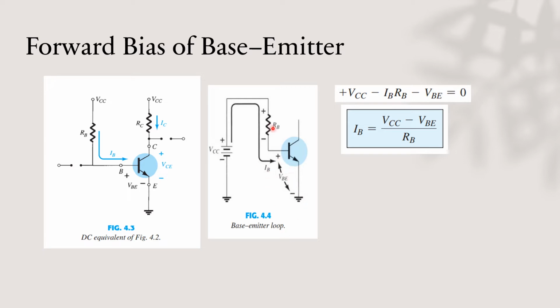Then getting the equation, we have VCC, positive going outside the positive, minus IBRB minus VBE equals 0. Then isolating IB, we get IB equals VCC minus VBE over RB.